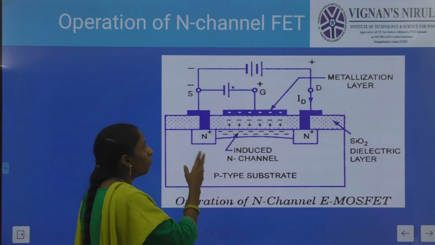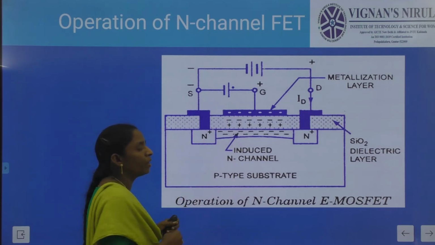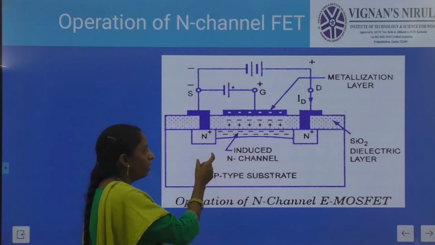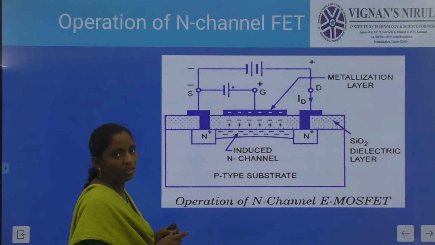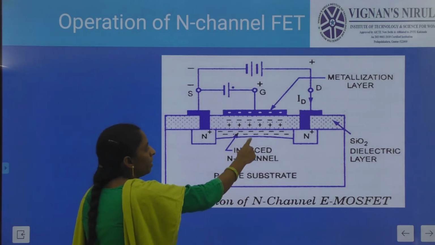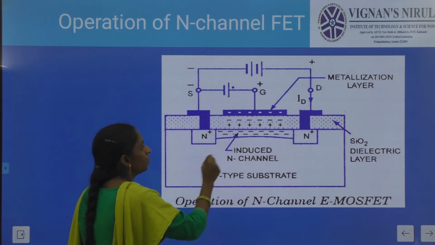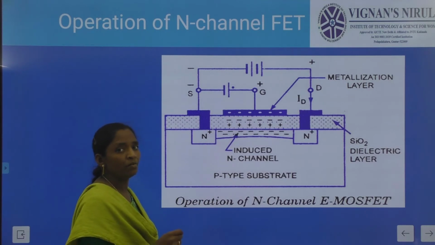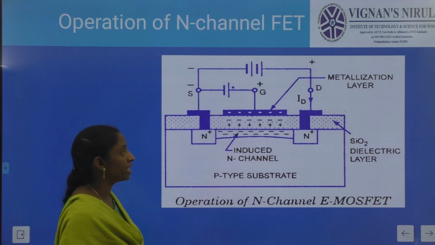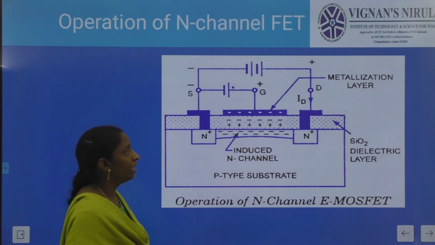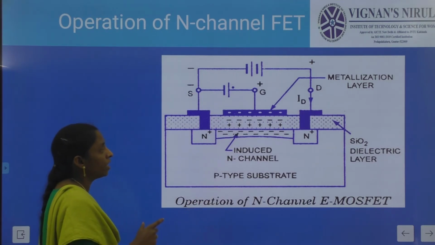Okay, so with more increase of positive voltage at the gate terminal, more electrons will be induced. The induced EMF is perpendicular to the parallel plate capacitor, electrons move from source to drain, and current flows from drain to source. Due to the increase of majority charge carriers, more current is produced. Here the current is ID. So this is the operation of the N-channel enhancement MOSFET.